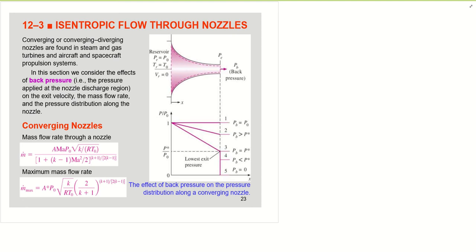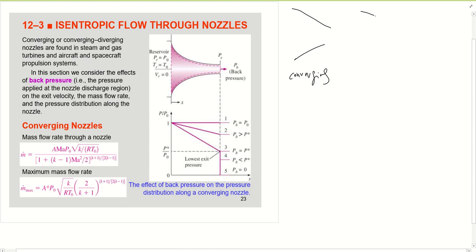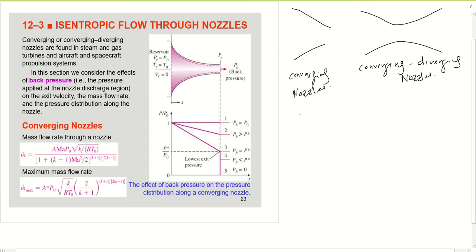Today our topic is about isentropic flow through nozzles. In this subtopic, the nozzles can be a converging nozzle, and it can also be a converging-diverging nozzle. For real applications, converging or converging-diverging nozzles can be found in steam and gas turbines, and also in aircraft and spacecraft propulsion systems.